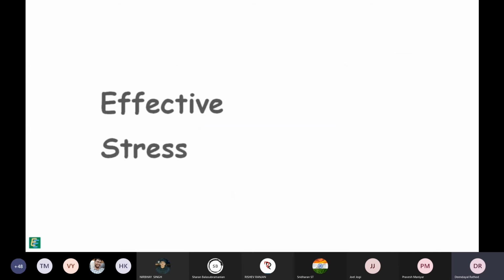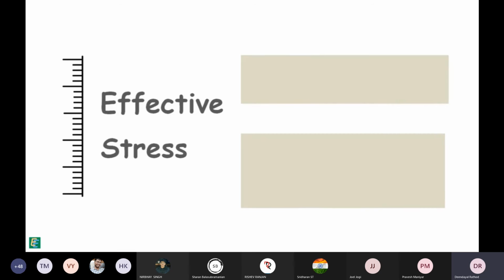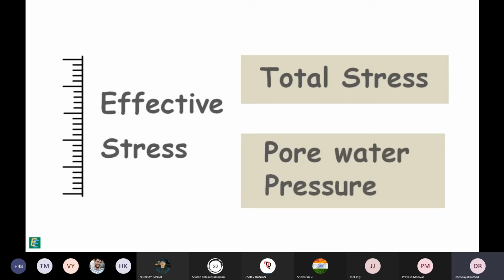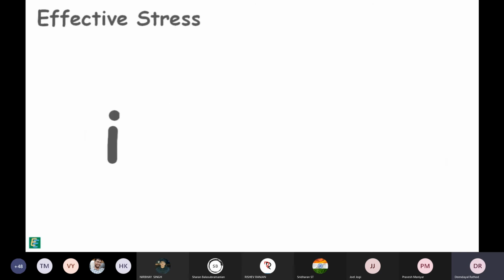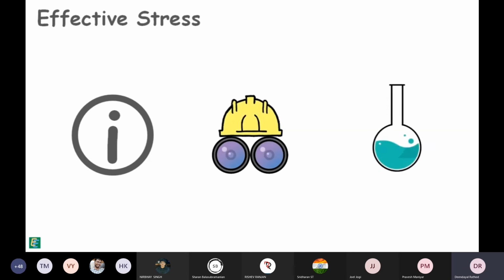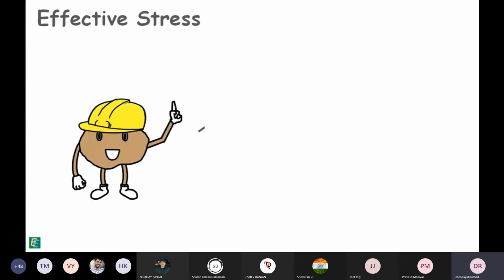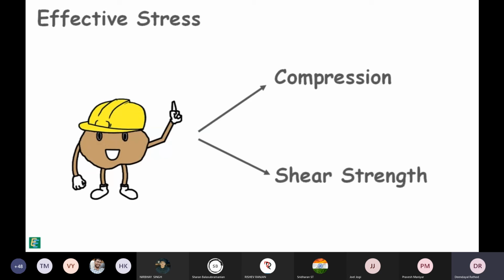So the effective stress has no physical meaning, and therefore it cannot be measured directly. But it is deduced from two physical and measurable quantities, total stress and pore water pressure. But still, effective stress is very important and useful for soil engineers. It has been observed experimentally that it is the effective stress that determines the engineering behavior of the soil, like compression and shear strength, not the total stress.